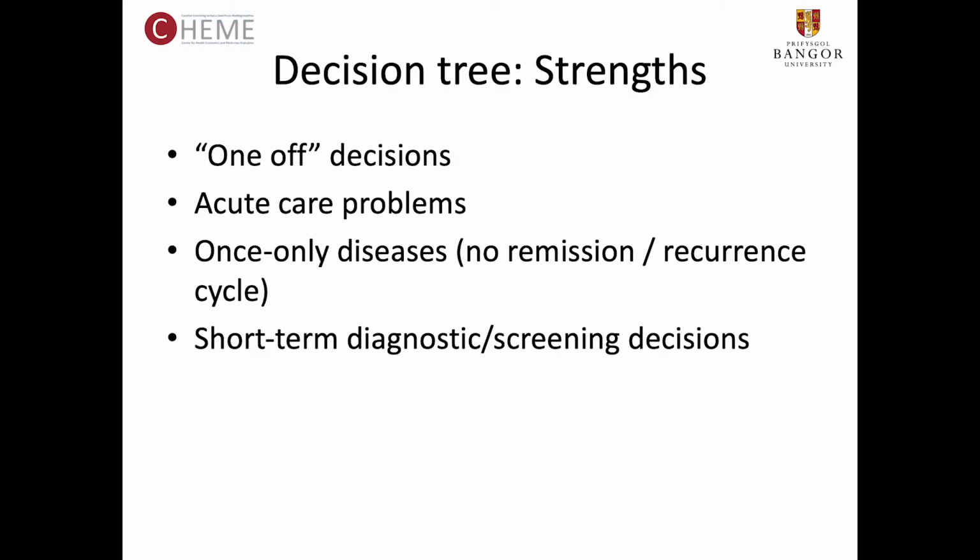Going back to decision trees, there are some pros and cons. The strengths or the benefits of using decision trees is that they are very transparent, they are very intuitive, and they are very informative for these types of one-off decisions that concern acute care problems. It does get more complicated when the time horizon is lengthier in terms of trying to work out the probability of things happening once something else has happened, etc., etc.